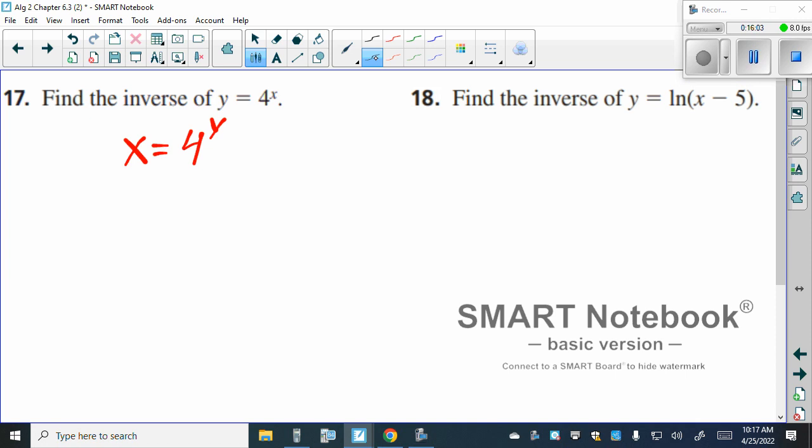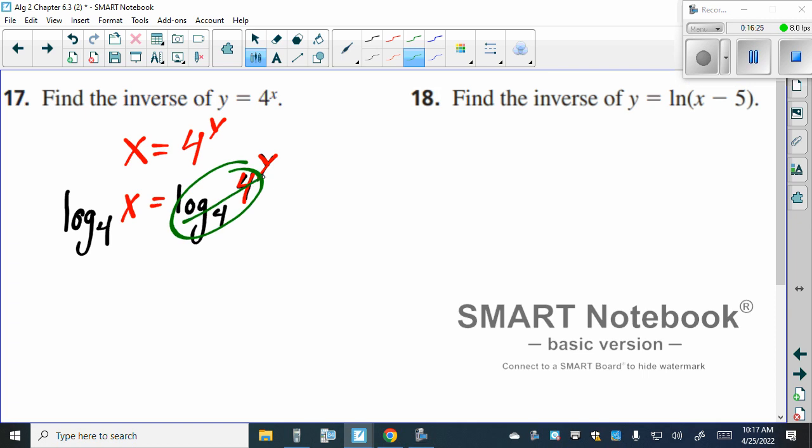The log base 4? So if we apply log base 4, we'd have log base 4 of x is equal to log base 4 of 4 to the y. Well, here the log base 4 of 4 simplifies, leaving us with just y. On the other side, we have log base 4 of x. And that's it.